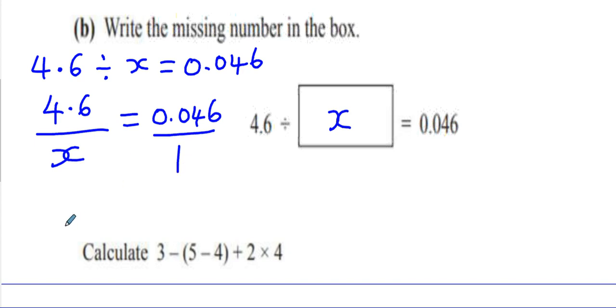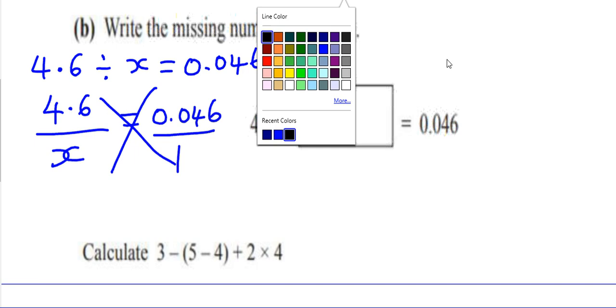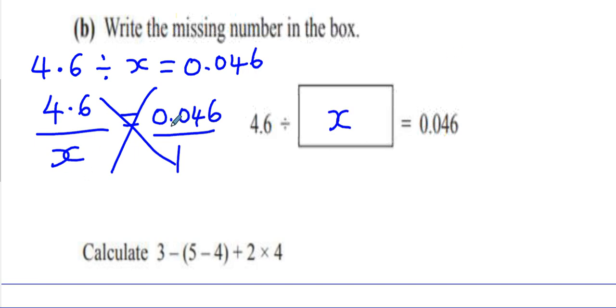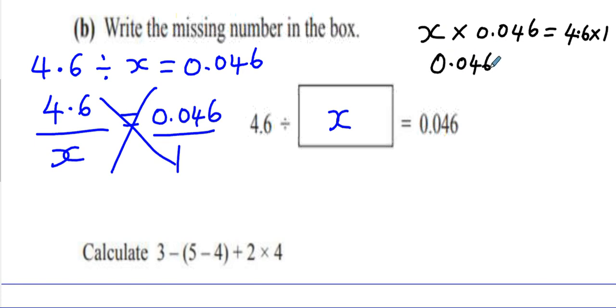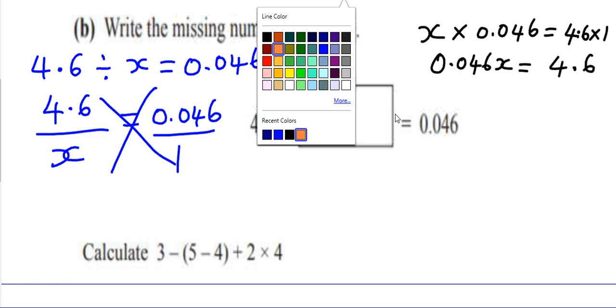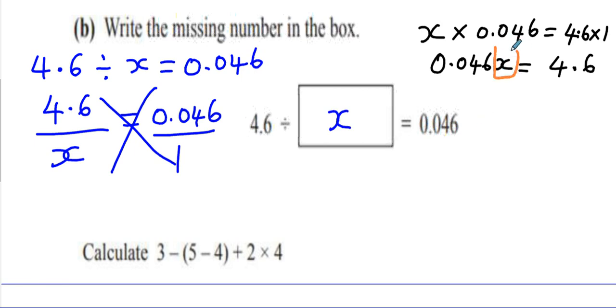Also keep this over 1, then cross multiply. Okay, now what will be the result? x times 0.046 will be equal to 4.6 times 1. Okay, so x times a number will be that number x, 0.046x. And any number times 1 equals that number. See that? So I'm looking for how much x is. Be careful. I'm looking for how much this x will be.